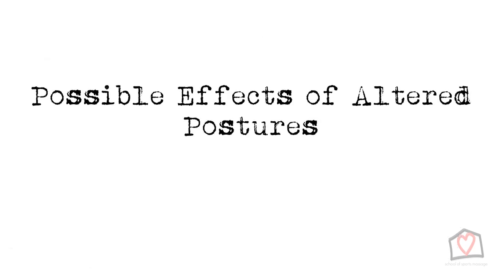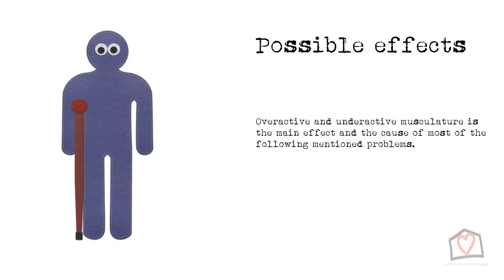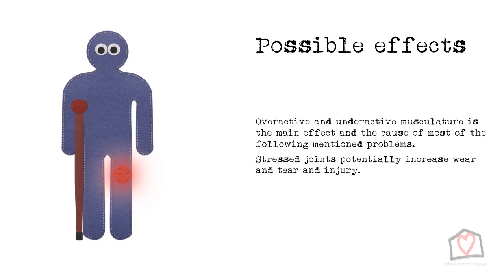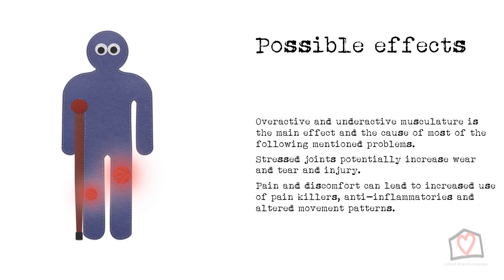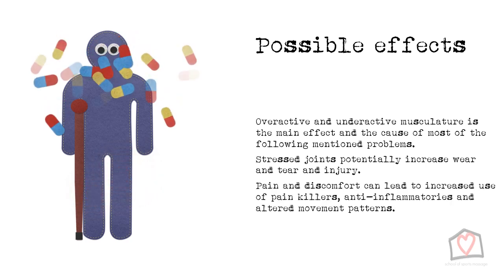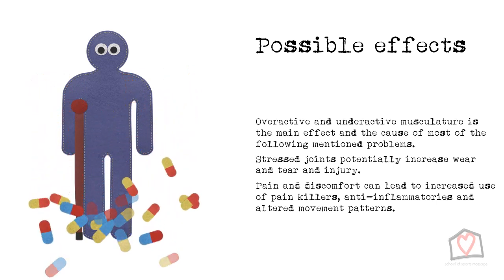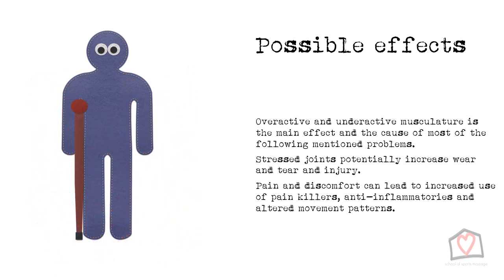After looking at the various postural deviations, you can see where issues might occur. So what are the possible effects of the altered postures? The obvious one is the overactive and underactive musculature, which is really the cause of most of the following mentioned problems, such as joints being placed under more stress, potentially increasing wear and tear on them and increasing the risk of injury and damage. Another obvious one is the risk of pain and discomfort, leading to increased use of painkillers and anti-inflammatories, which carry their own set of issues, as well as secondary compensatory movement patterns being adopted to try and avoid the pain. A general higher risk of injury and altered movement patterns.